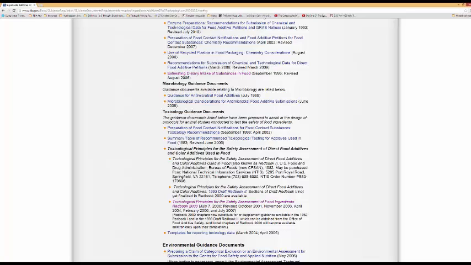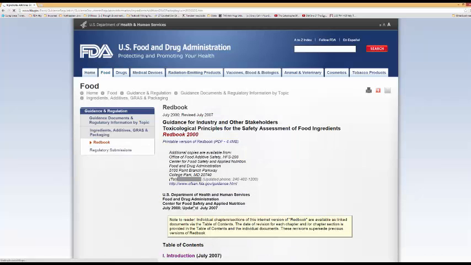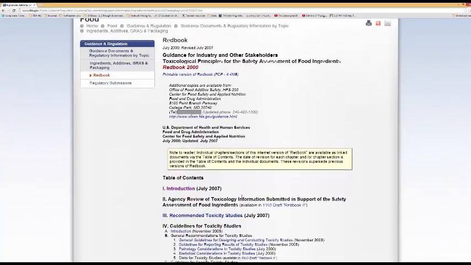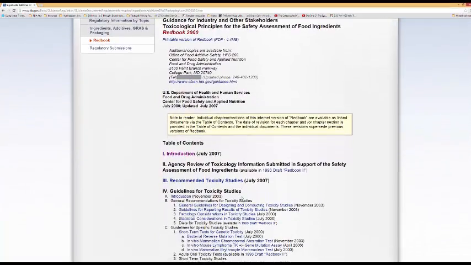There have been previous drafts, and you may have known about these drafts or seen them out there, but be careful to know that they have been superseded. So we had what was called Redbook 1, Redbook 2, and now we're in Redbook 2000. You can see its history here, when it was issued and when it was last revised. So we can take a look at what Redbook 2000 looks like and gain a sense of what kind of studies will be required.